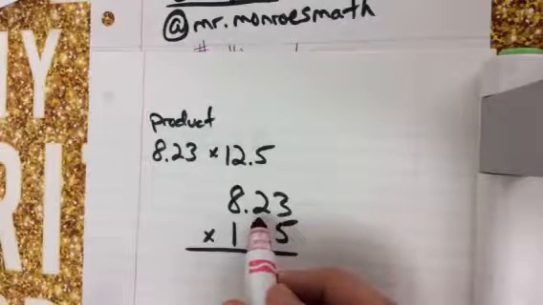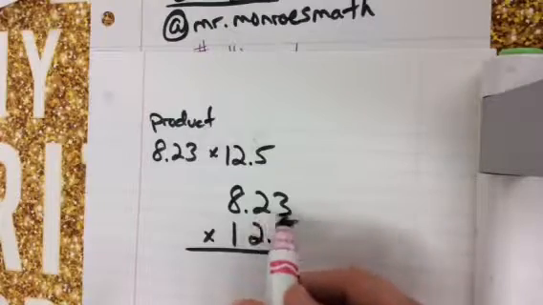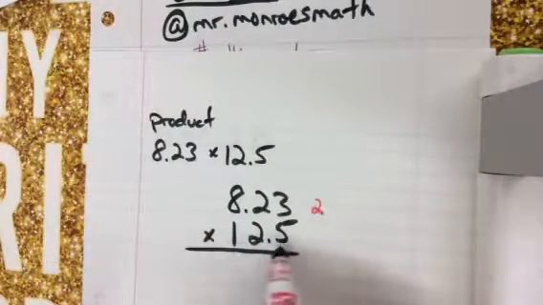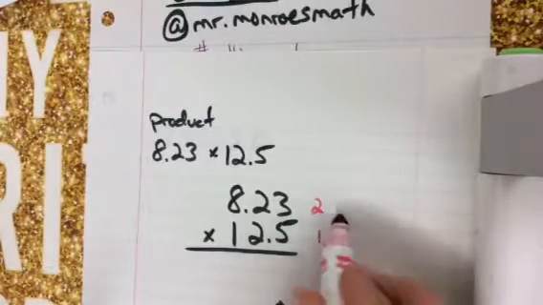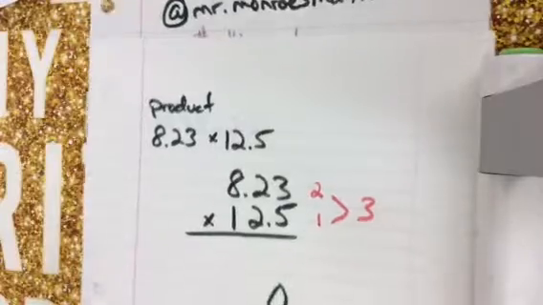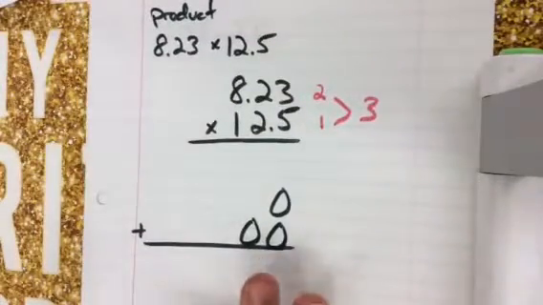I'm looking at how many digits are after the decimal. I see 2 and 3 after the decimal here, so that's 2 of them. And then how many after 12.5? It's 0.5, that's 1. So in the end, I'm going to move it 3 spots at the very end. So let's continue this as we find the product.